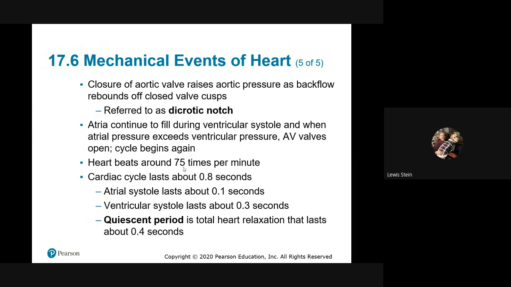And as you can see, time-wise, on average, 75 times a minute. Whole cycle about 0.8 seconds, kind of like when we looked at Jenna's EKG. You're in good shape. You're going to make it to tomorrow.